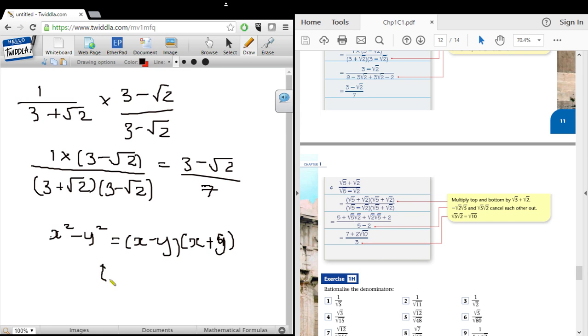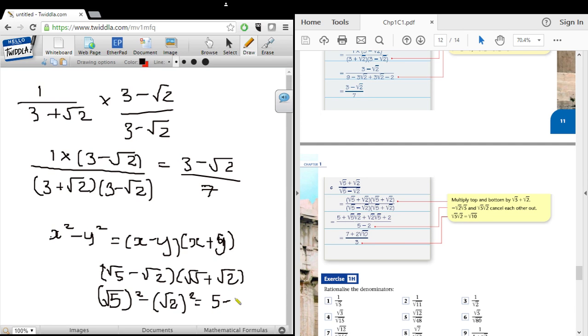And we can notice that in this specific question we had the square root of 5 minus the square root of 2 and the square root of 5 plus the square root of 2. So this would give us the square root of 5 squared minus the square root of 2 squared, which would give us 5 minus 2, which will eventually give us 3, which is seen here in this answer. So that's really it. It's really that simple.